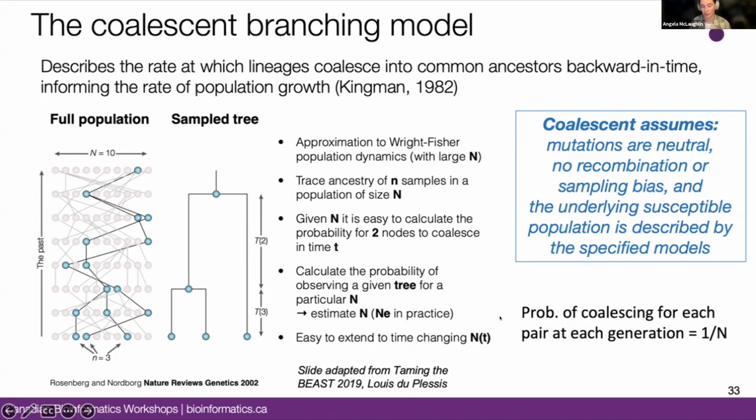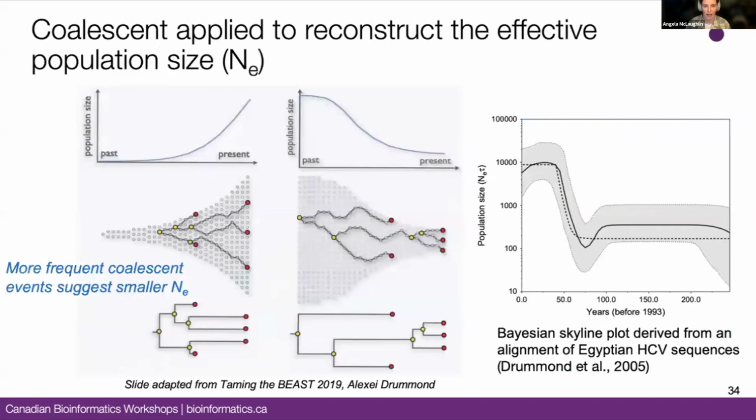And there are some important assumptions here that you might find problematic. I do sometimes. The coalescent assumes that mutations are neutral, which, some mutations are not neutral. They have positive or negative selection, but that is an assumption. It assumes no recombination or sampling bias. Again, debatable. And the underlying susceptible population is described by the specified model. So we can at least hopefully get that one right.